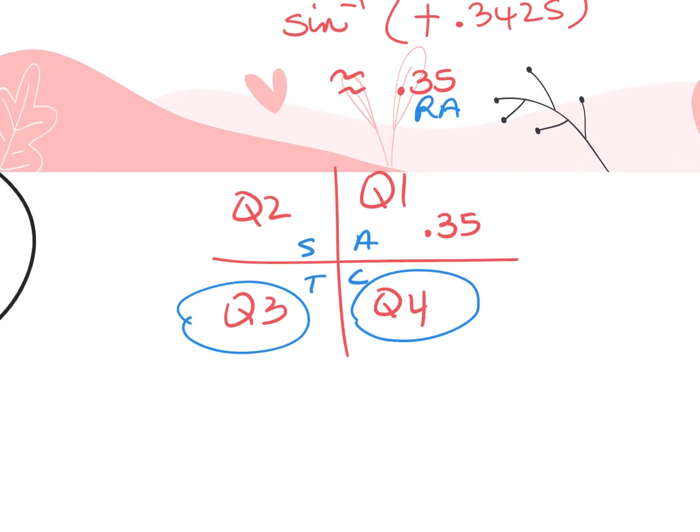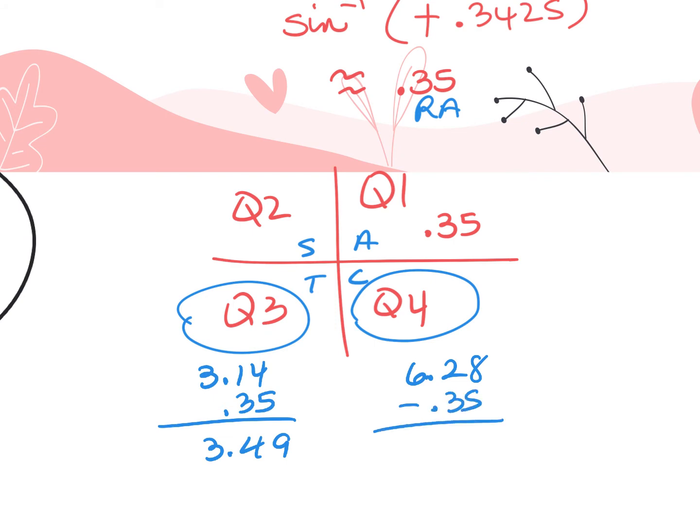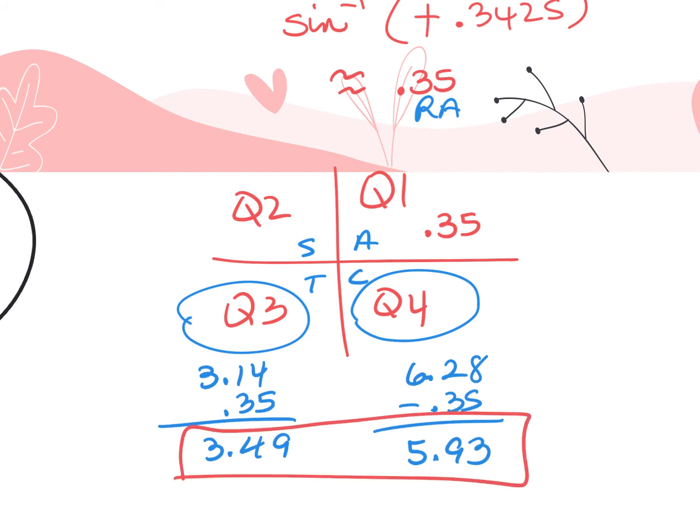I now have to take that reference angle, add it to 3.14, and one of my answers is 3.49. The other one, I'm going to subtract it from 6.28, and the other answer is 5.93. So the two answers from quadrants 3 and 4, where sine is negative, are 3.49 and 5.93.